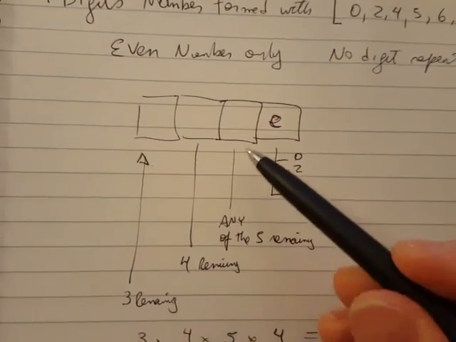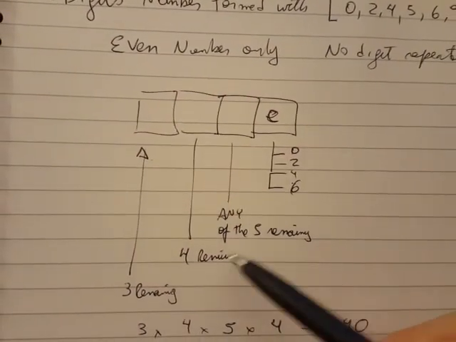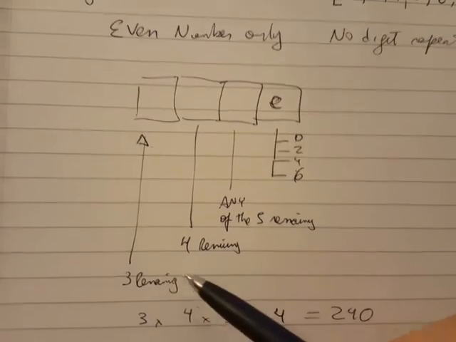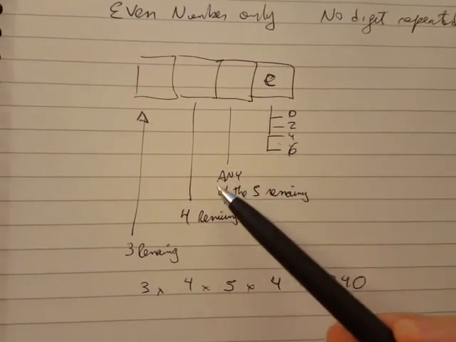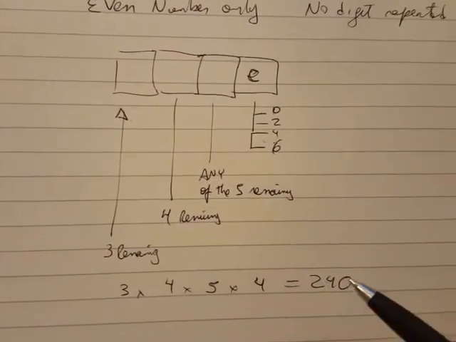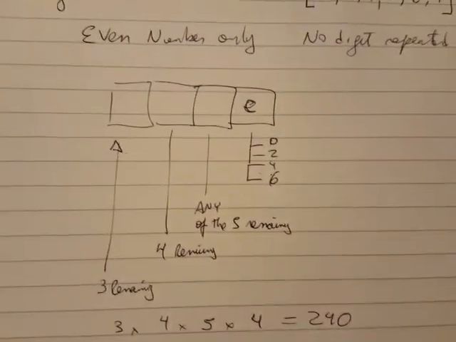4 options, and then I can put anything here of the 5 remaining, anything here, 4 remaining, 3 remaining. So by the multiplication principle, you have 4 by 5 by 4 by 3 is 240. That is wrong, actually, and I'm going to show you why. Let's do a couple of other problems.